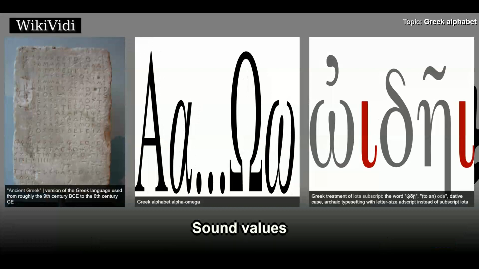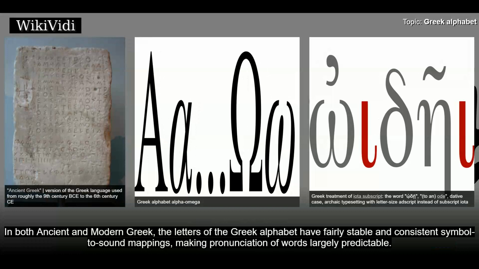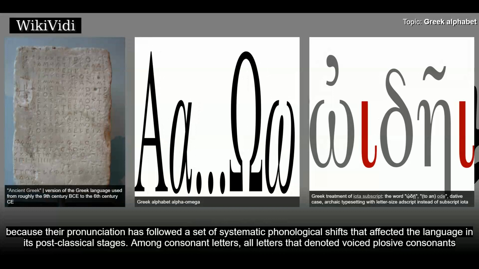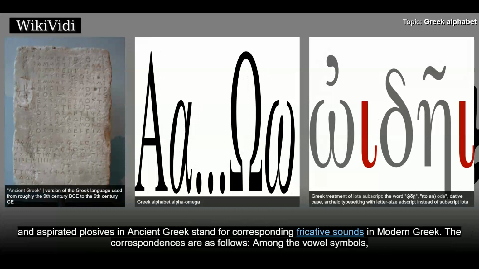Sound values. In both ancient and modern Greek, the letters of the Greek alphabet have fairly stable and consistent symbol-to-sound mappings, making pronunciation of words largely predictable. Ancient Greek spelling was generally near phonemic. For a number of letters, sound values differ considerably between ancient and modern Greek, because their pronunciation has followed a set of systematic phonological shifts that affected the language in its post-classical stages. Among consonant letters, all letters that denoted voiced plosive consonants and aspirated plosives in ancient Greek stand for corresponding fricative sounds in modern Greek. The correspondences are as follows.